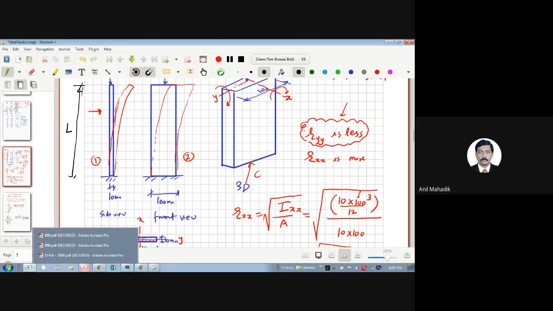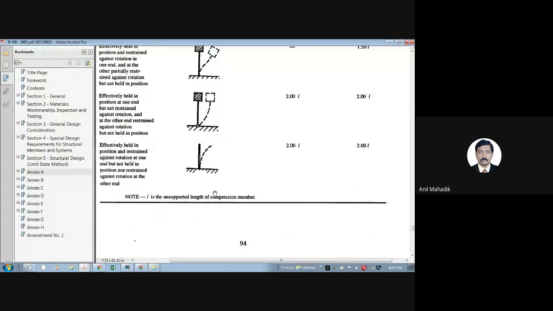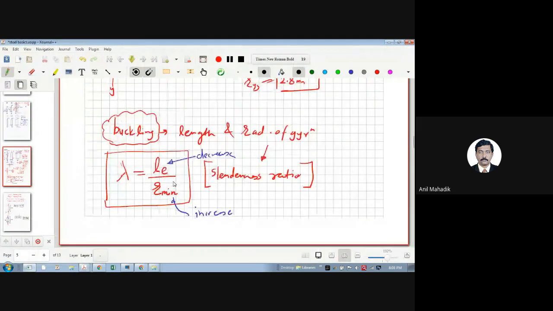So you get the values of L effective from IS 456, and then you can use them for the slenderness calculations. Finally, why do we want L effective? To calculate the slenderness ratio. So L effective and r minimum, you get from the steel table, either if you are using standard sections, or you can calculate.